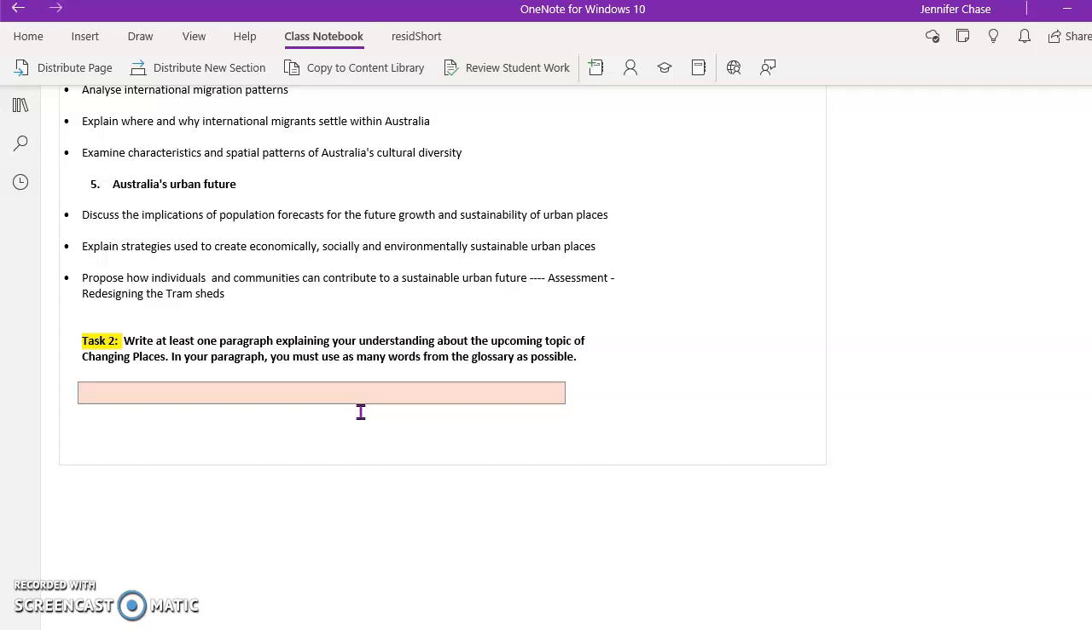Tomorrow we'll look at what is urbanization very broadly, and then we'll move on to the Jakarta case study.